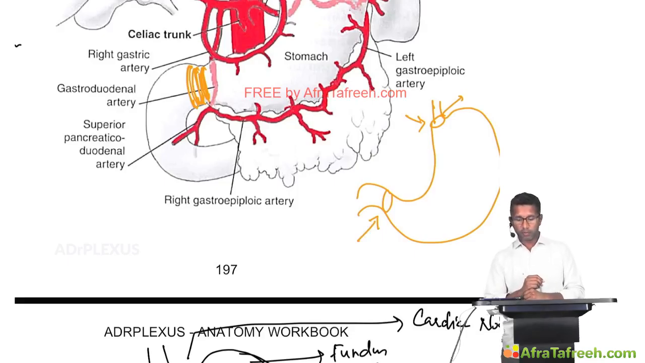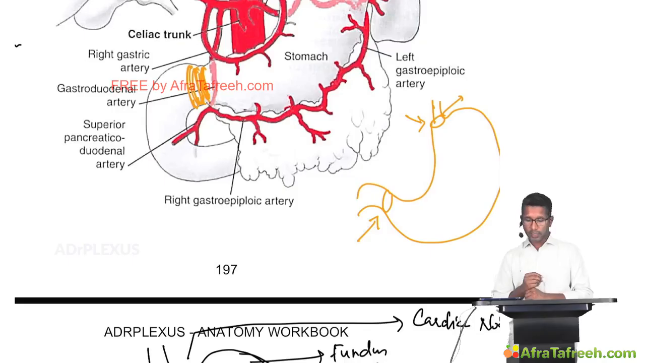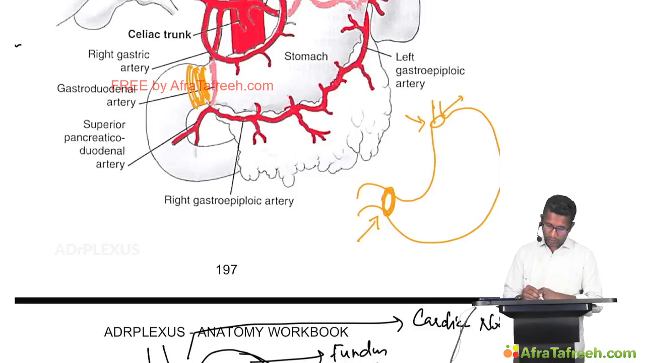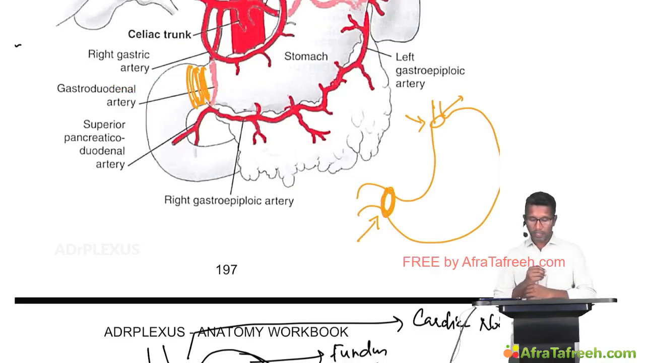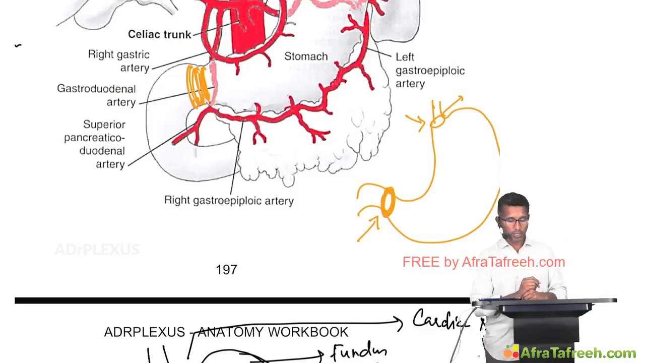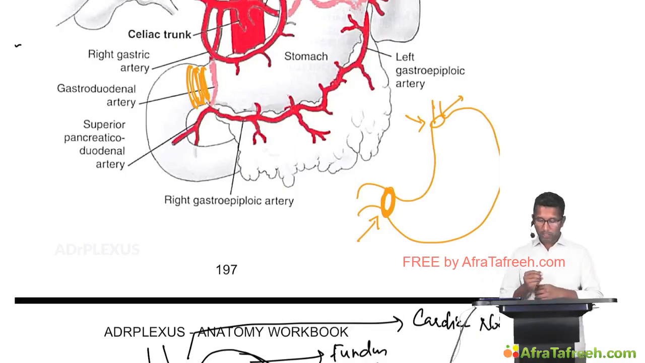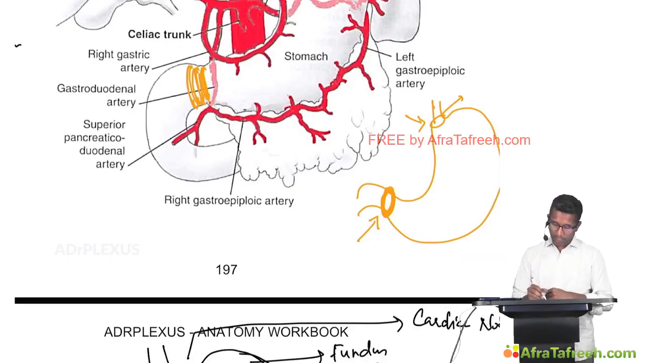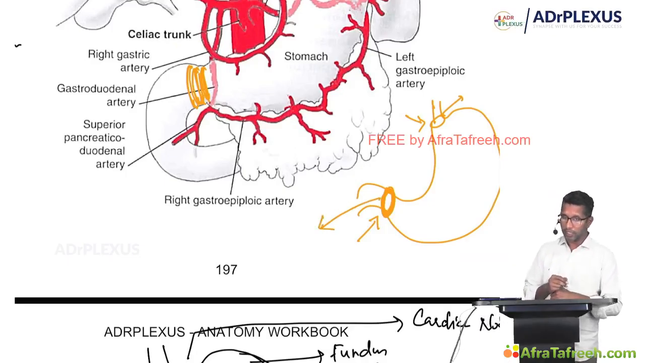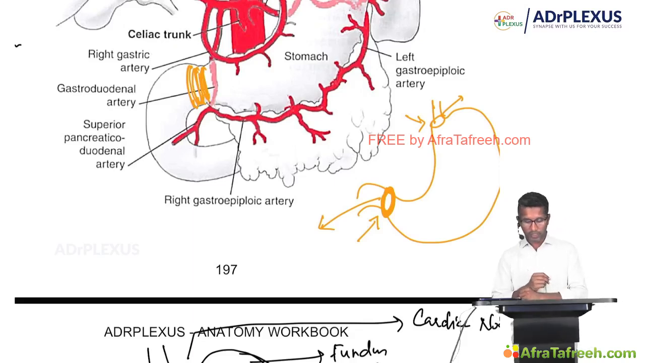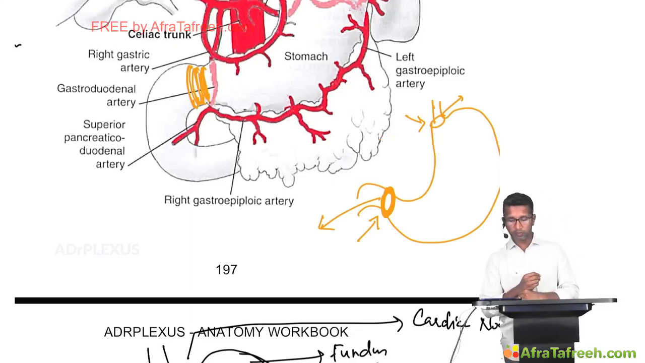If you see the pyloric orifice, it is surrounded by a true anatomical sphincter. That is, here the smooth muscle thickens to form a sphincter. This is called the pyloric sphincter. And if this pyloric sphincter becomes thickened, it results in a condition. Can anybody tell me what the condition in infants with a thickened pyloric sphincter is called? Very good, Prithviraj.